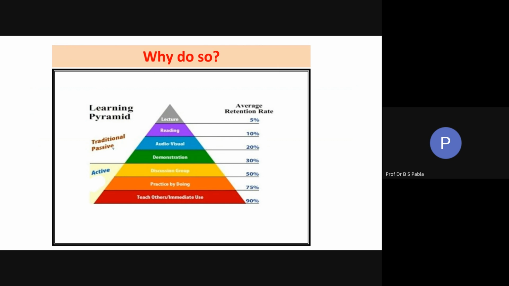If you analyze the learning pyramid, it says if you give a lecture to somebody, the retention will be only 5%. By reading, 10%. And if you go down, practice by doing is 75%. And if you teach others, or you use it immediately in solving a problem, the retention is around 90%. This is some data taken from the internet, so I don't have any authentic proof for this.